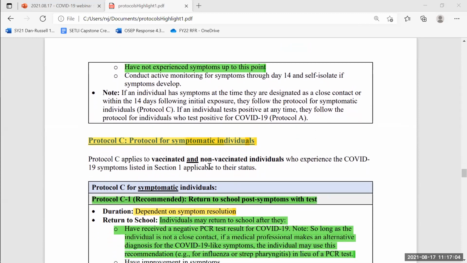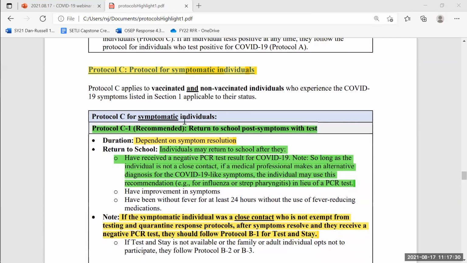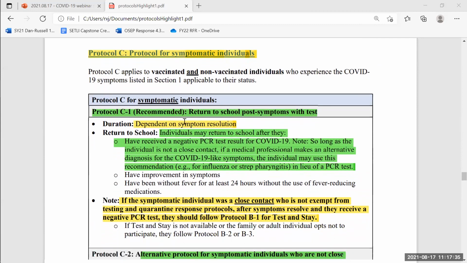So let's talk about what the protocol is for symptomatic individuals, particularly what we call Protocol C, and how we respond to symptomatic individuals. So this protocol, I really want you to keep in mind, applies to both vaccinated and unvaccinated individuals. If anyone is showing symptoms, and remember, go back up to that symptoms list and make sure that you're well familiar with it. It'll help you to know what we need to do if we have someone who's showing those COVID symptoms. And we have a recommended approach and an alternative approach.